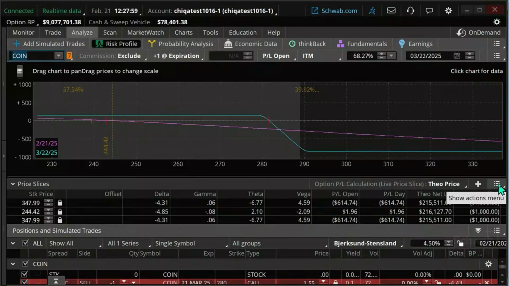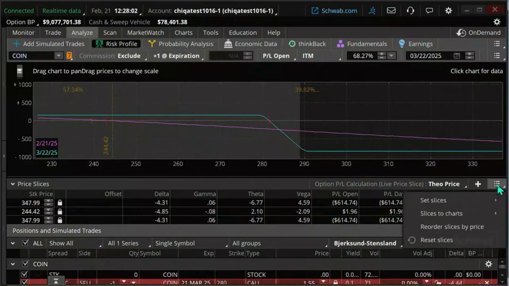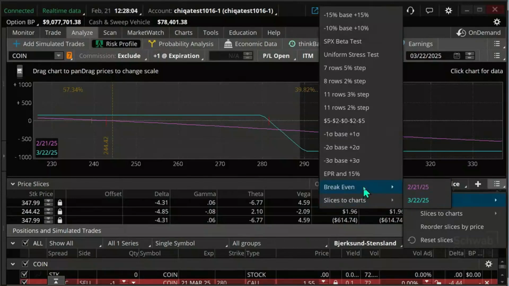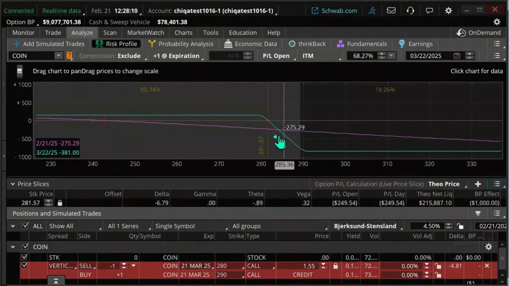If I want to know what my break-even is, I go to this little 3-line menu right there, click on that, and I can set my slices to break even. You can say, oh, what's going to be my break-even line at expiration? Oh, it's right there. Now, this is a higher probability trade, and I can see that by looking at my percentages right here. There's about an 80% chance of it being at this price slice or less, about a 20% chance that it's above this price slice. This price slice is my break-even point. So can you see how we can actually look at probabilities on this page?